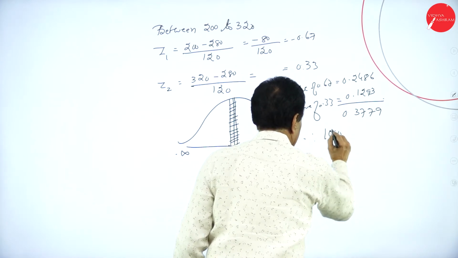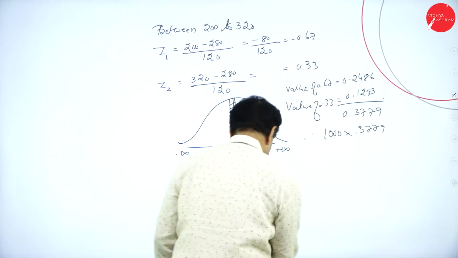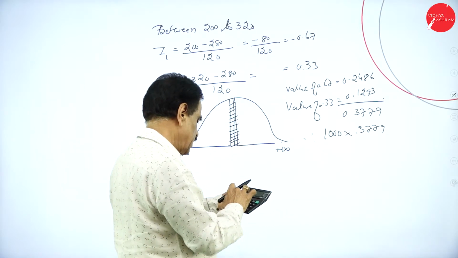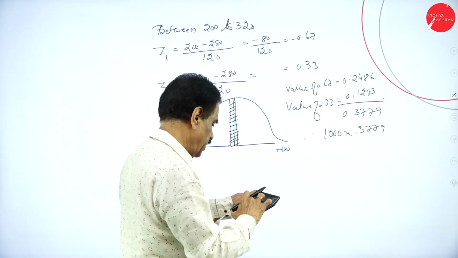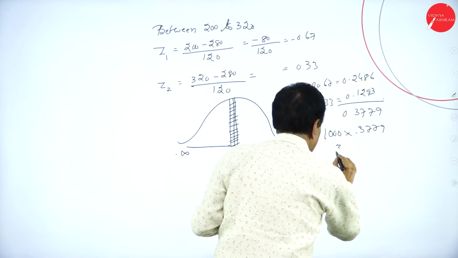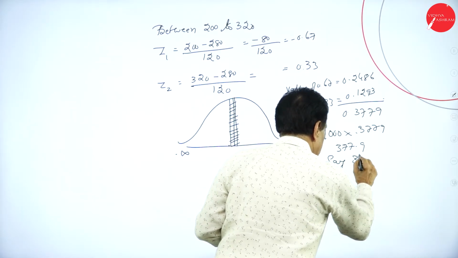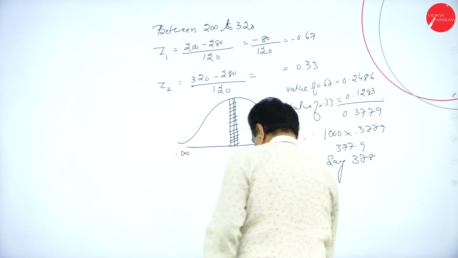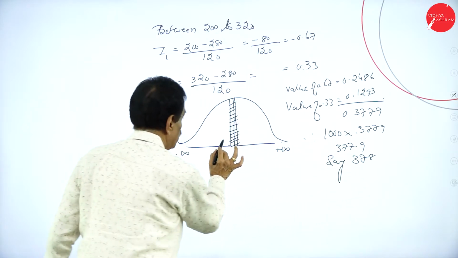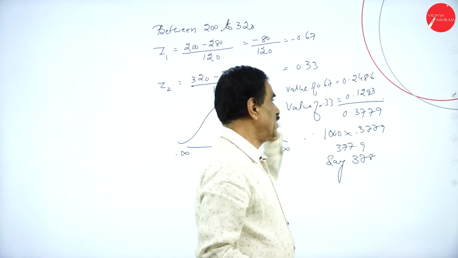Therefore, 1000 into 0.3779 is 377.9, say 378. Hope you understand. One on the negative side, one on the positive side. Make this, add the figures. This one should be added.